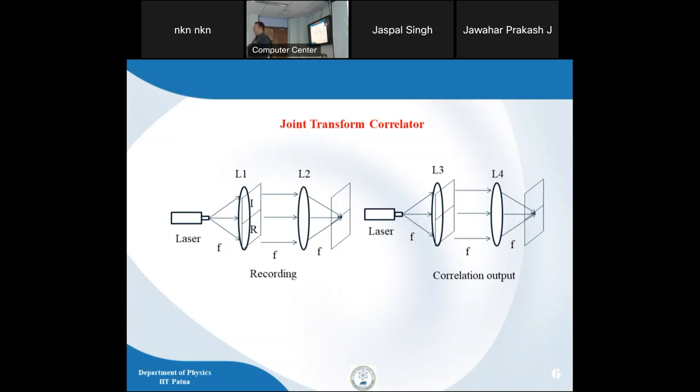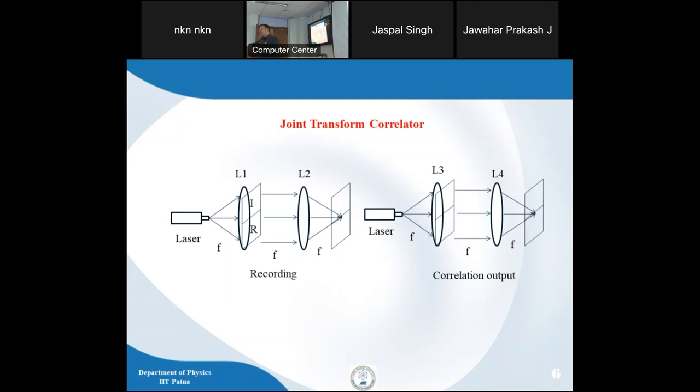DC is an undesired term. The intensity in the plus one and minus one diffraction orders, we call them autocorrelation peaks. Those two peaks will appear when both the functions are matching. If they don't match, you will not get those autocorrelation peaks. So this is another way, what we call the joint transform correlator. Now to understand, both the techniques have some advantages and disadvantages.